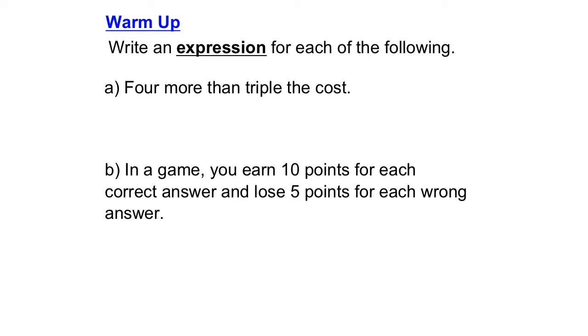Before we get into the lesson, try this warm-up. Write an expression for each of the following. 4 more than triple the cost. Also, in a game, you earn 10 points for each correct answer and lose 5 points for each wrong answer. So for each description, write an expression using what we learned in the previous lesson about expressions and polynomials, using variables and coefficients. See how you do. And don't forget to define your variables.